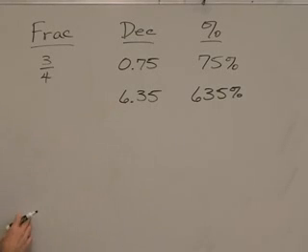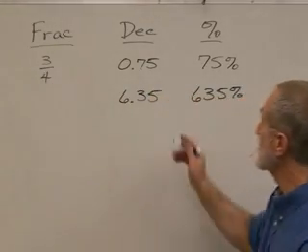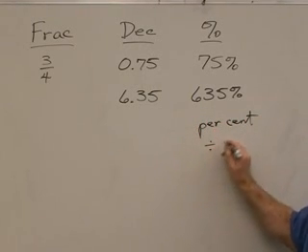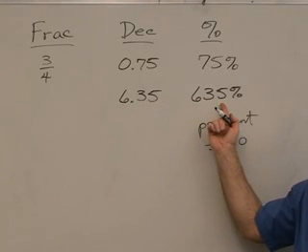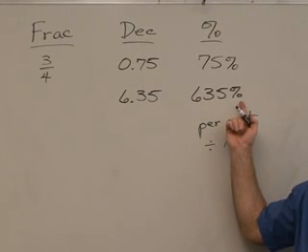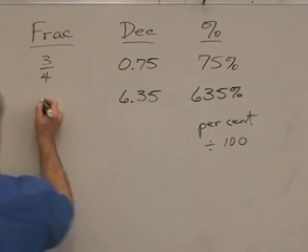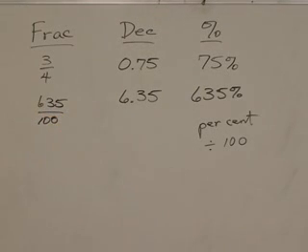All right, let's do this fraction. Now, there's 3 ways we can look at percent. Percent, we said, means divided by 100, doesn't it? Well, here's 635%. 635 divided by 100. Sounds like a fraction to me, doesn't it? 635 divided by 100. That's the fractional equivalent of that.